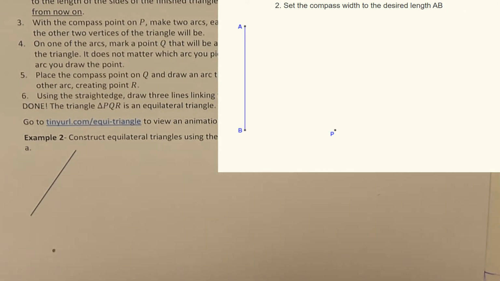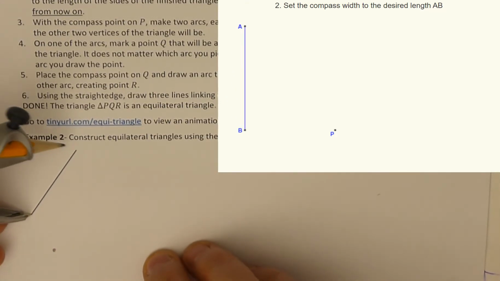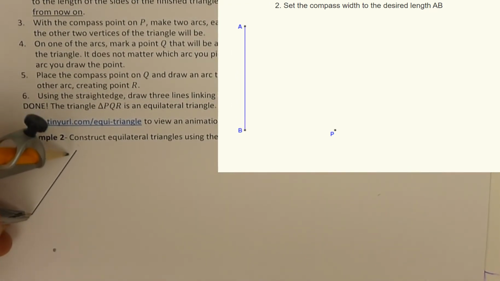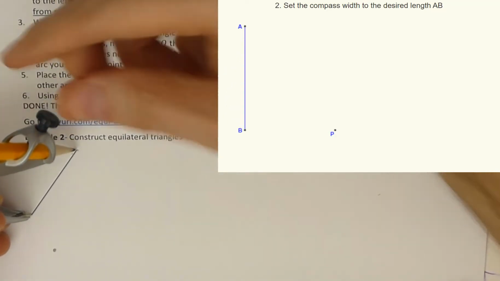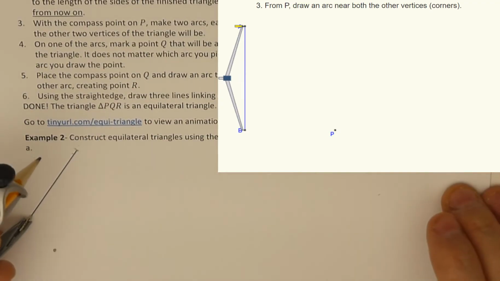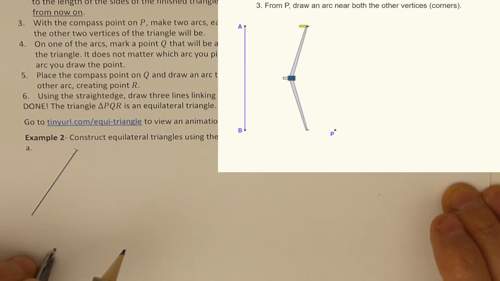And then what we're going to do is set the compass on the length that we want. So I'm going to put the point right here on this end, and then I need to make this a little bit smaller. Okay, there we go. Now, it's really important: we don't change the compass at all from now on. So we're going to make the center point this new point on our line.